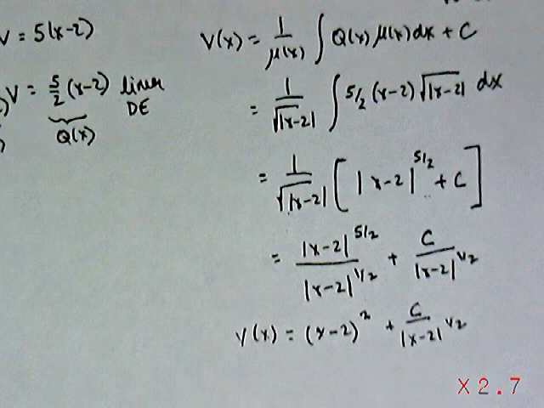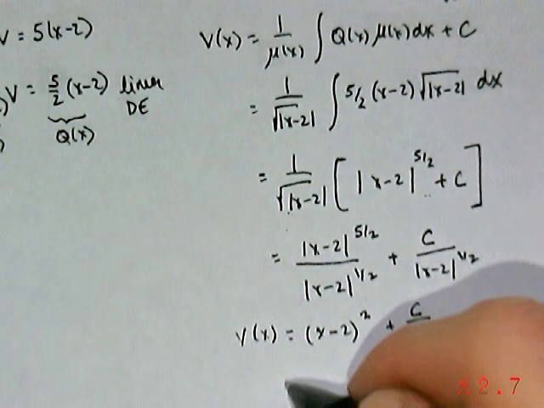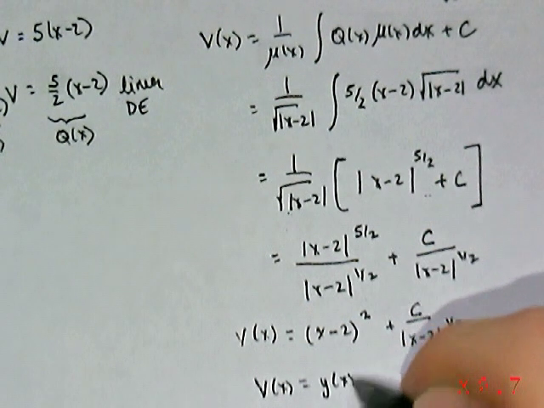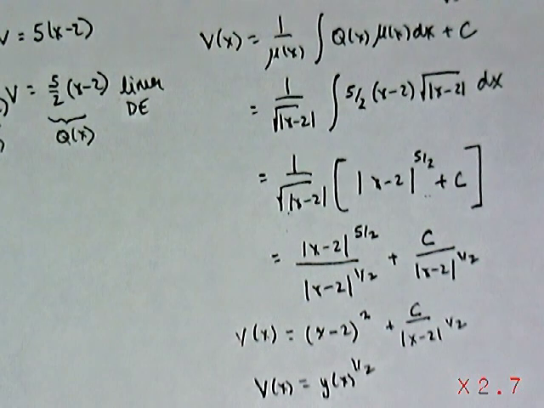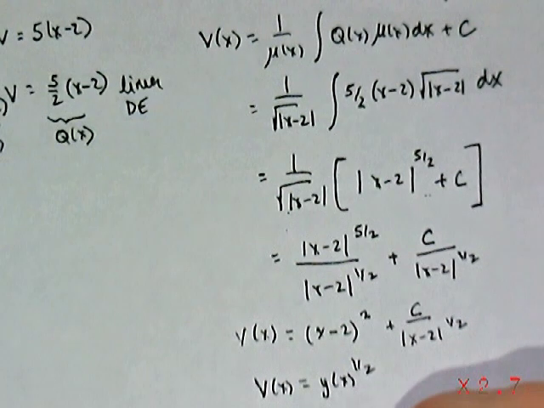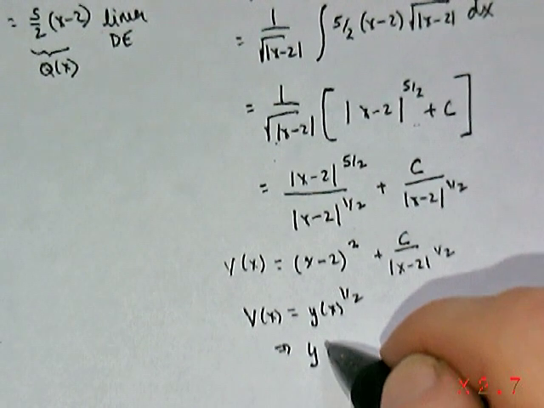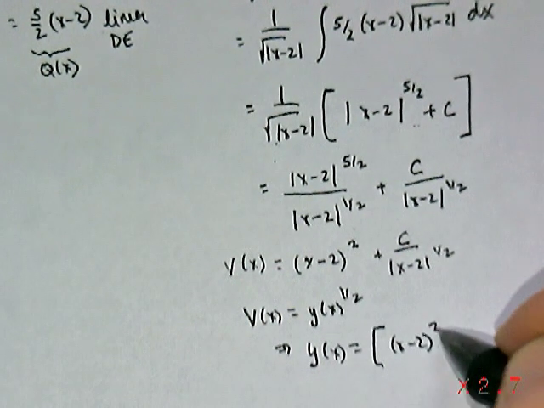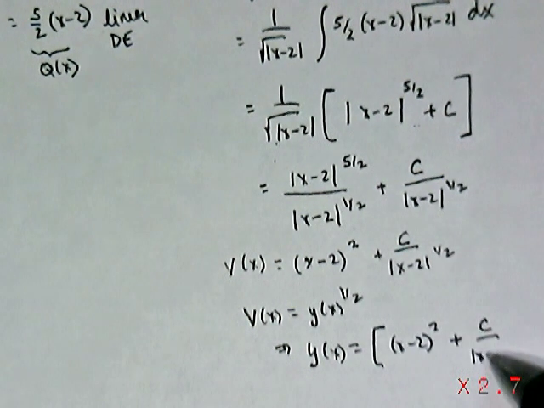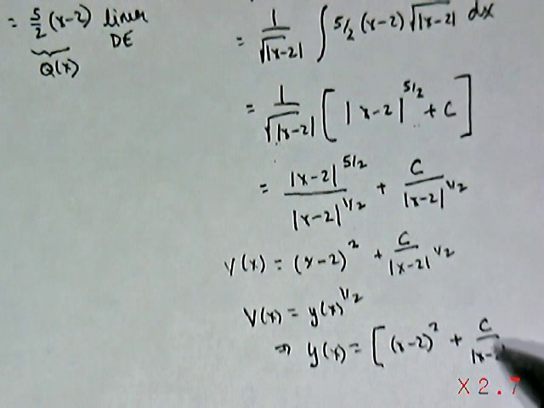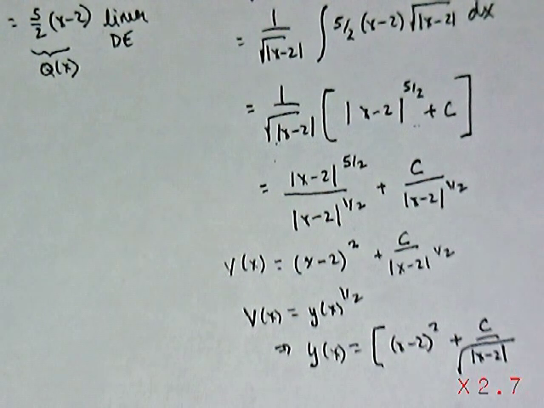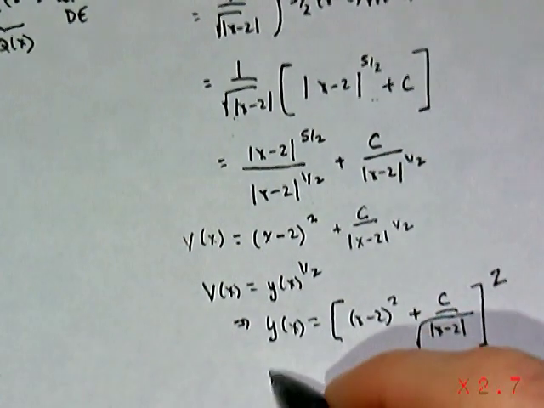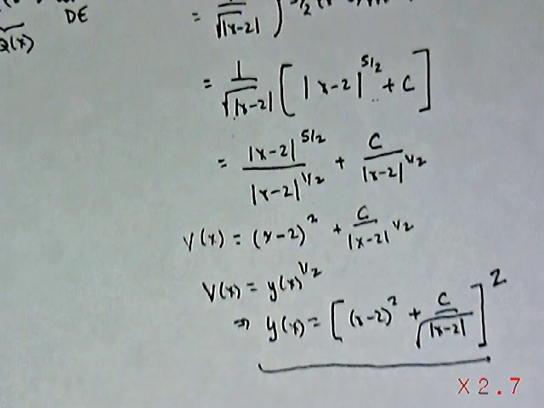And finally, what we need to do is recall that v of x is just y of x to the 1/2 power. Resubstituting that into this equation, you can show very quickly that y of x is the quantity x minus 2 squared plus that constant over the absolute value of x minus 2, and if we want, we could just put a square root there, and that quantity would be squared. And that would be the solution to the original Bernoulli equation.